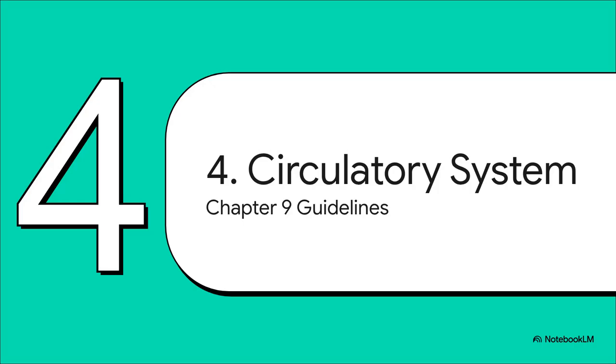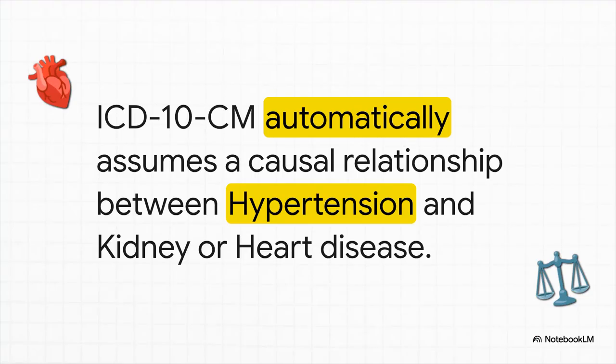Up next, Section 4, Chapter 9, Guidelines covering diseases of the circulatory system. Chapter 9 is packed with hidden assumptions that you simply have to memorize. For example, unless the provider explicitly states otherwise, ICD-10-CM automatically assumes a direct causal relationship between hypertension and kidney or heart disease. You link them with combination codes, no extra documentation required.